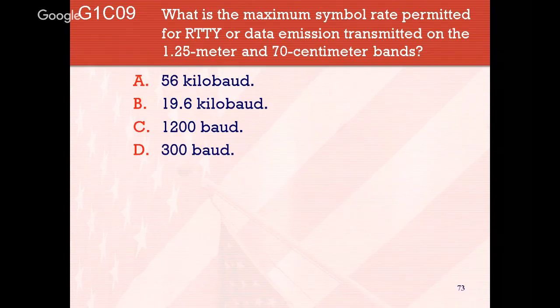What is the maximum symbol rate when you go higher than 2 meters, and say you're on the 1.25 meter band, which is the 222 band, or 70 centimeter, which is the 440 megahertz band? In this case, again, the higher you go, the higher the baud rate. A is your answer, 56 kilobaud.